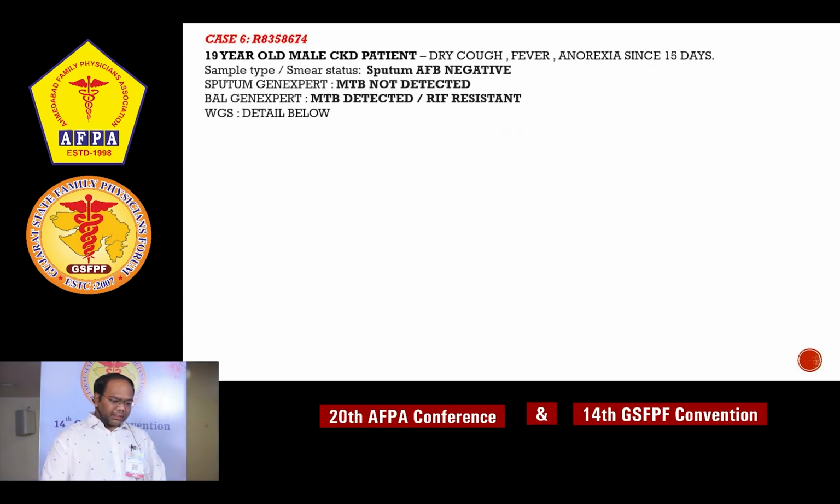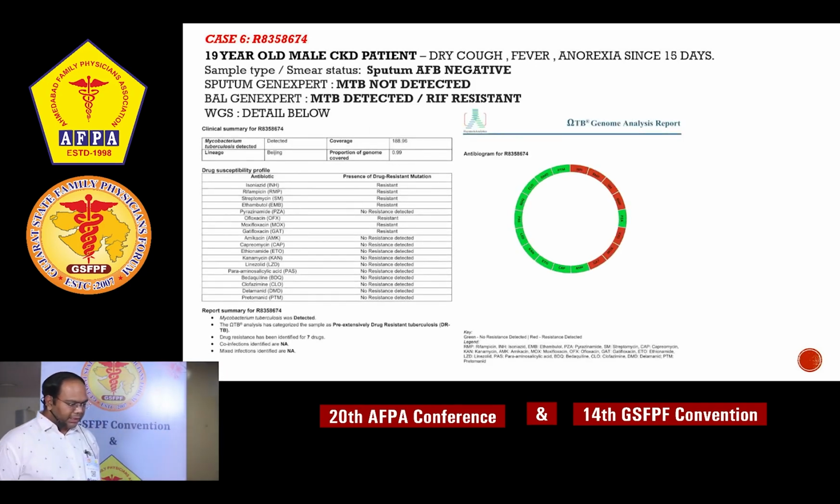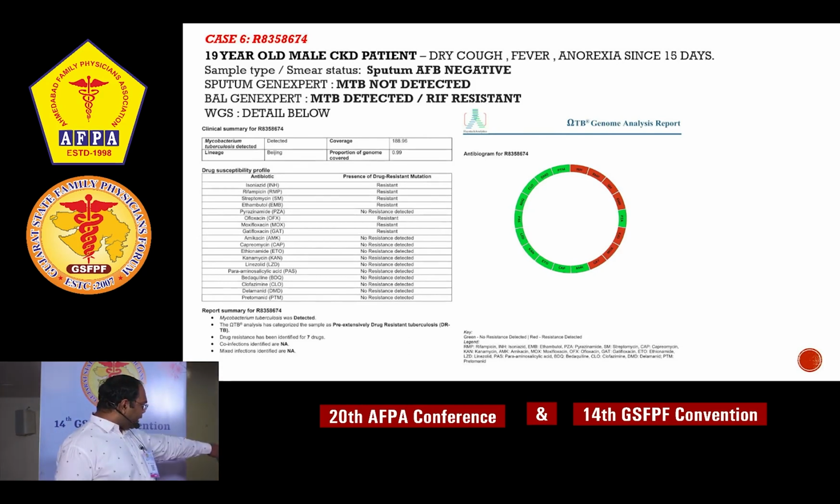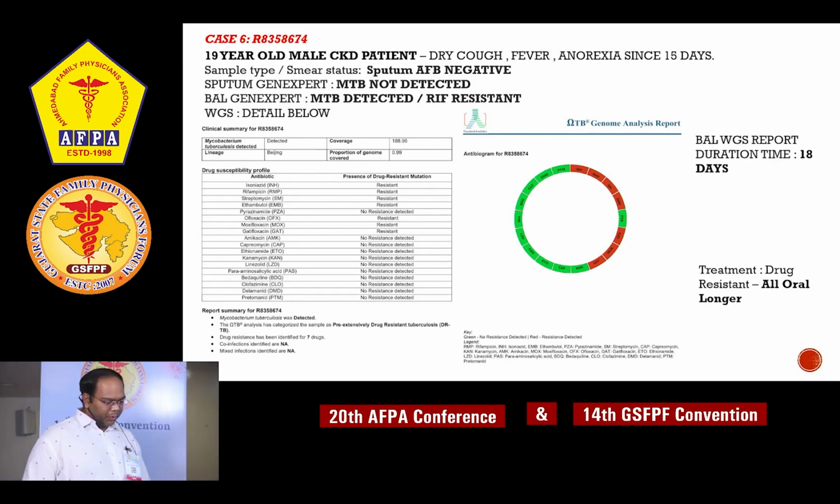The next case is a 19-year-old male, a known case of CKD. He is complaining of dry cough, fever, anorexia since 15 days. Sputum AFB negative, MTB not detected, but bronchoscopy was done for the unresponsive pneumonia and MTB was detected with rifampicin resistance. In WGS, we found that isoniazid, rifampicin, streptomycin and ethambutol are resistant, with ofloxacin, moxifloxacin, gatifloxacin also resistant in that case. So for this we got the report within 18 days and the patient is shifted to all oral longer regimen.